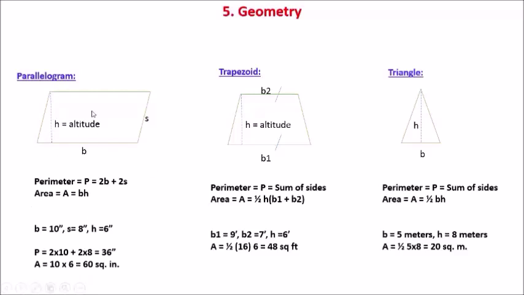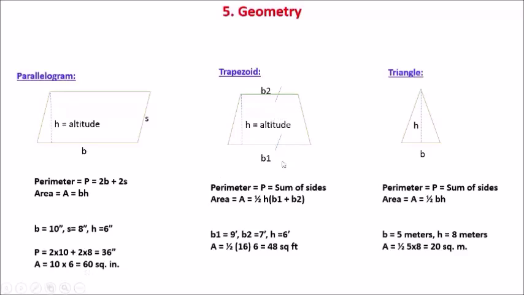So the perimeter, again, is 2 times base plus 2 times S, because you walk around. The area of a parallelogram is base times height. You just need to look at the formula and answer the questions by plugging in. If the base is 10 inches, slanting side is 8 inches, and height is 6 inches, the perimeter is 2 times 10 plus 2 times 8, 36 inches. Area is base 10 times height 6, 60 square inches. That's it. You just plug in.